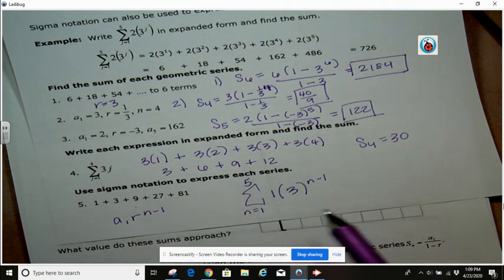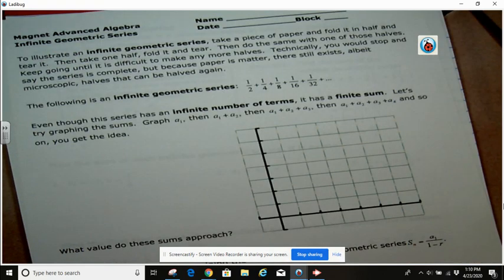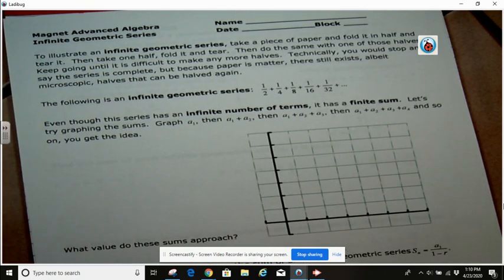And you can even try that. If you plug 1 in, you should get 1. If you plug 2 in, you should get 3. If you plug 3 in, you should get 9, etc. All right, lastly is the infinite geometric series. So that implies infinite, that it goes on forever.